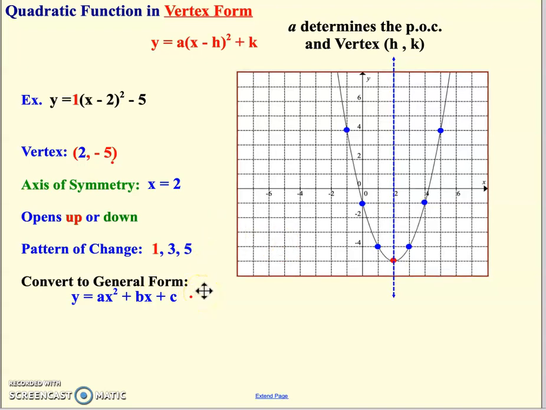Going to general form is really just an algebra process. So this is not general, right? This is vertex. And what I'm going to do is start out with that original equation, and I'm going to just start doing what the problem sort of says. So I'm going to square it.